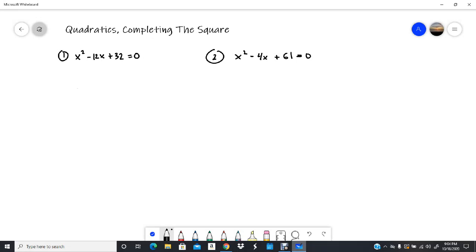In this video we'll be going over a couple examples towards completing the square with quadratics. Let's take a look at number 1. X squared minus 12x plus 32 equals 0.